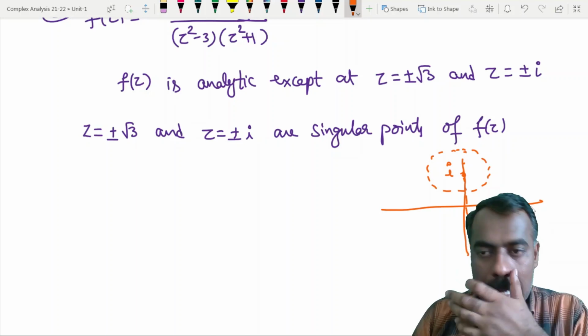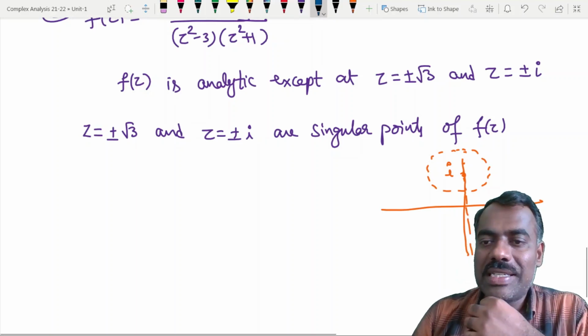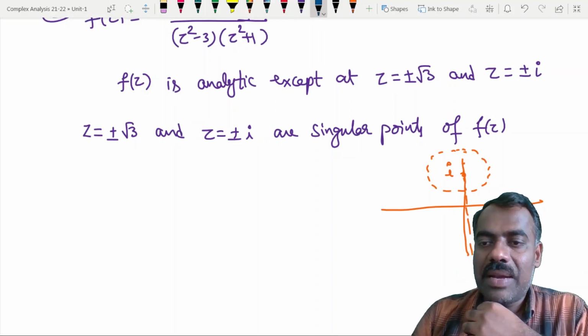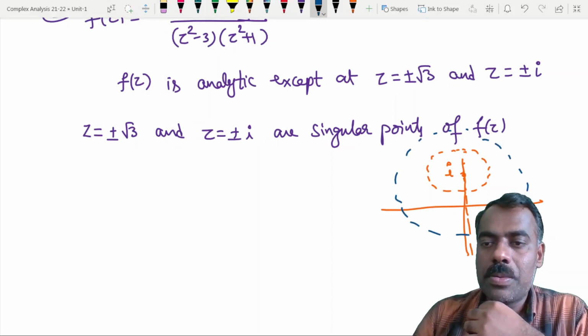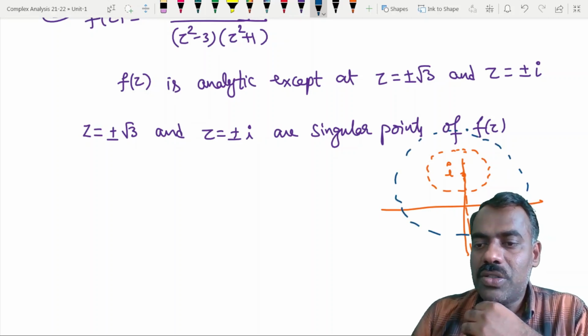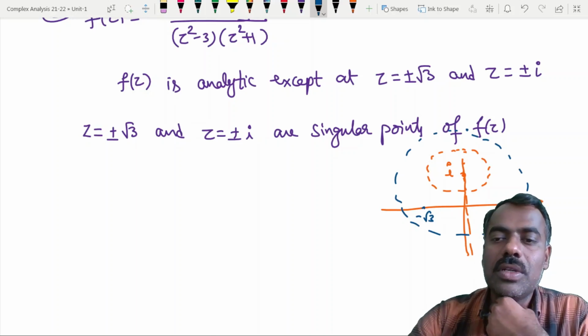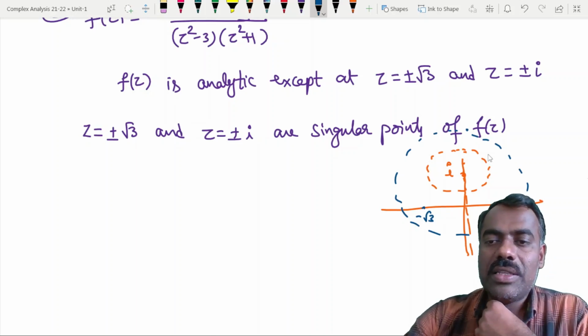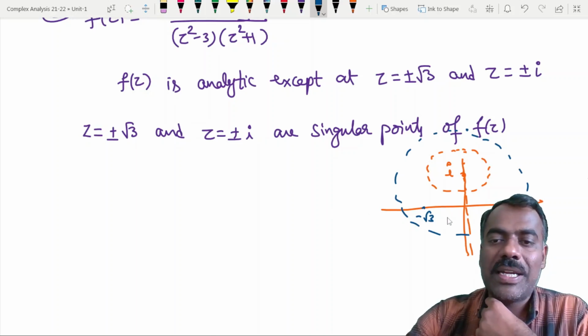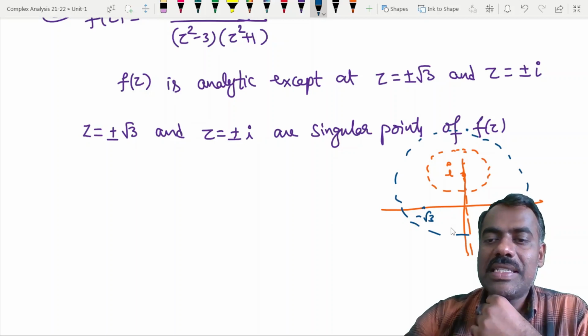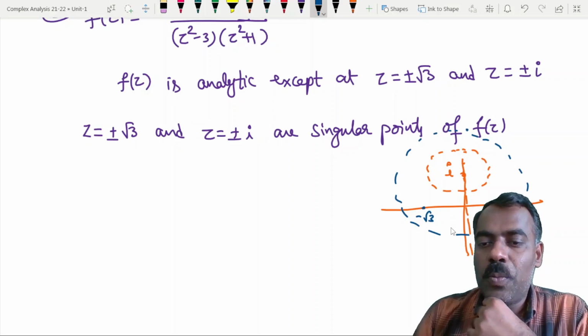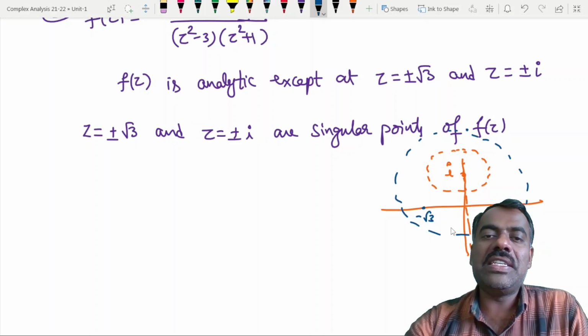See, one should understand: suppose I take a bigger neighborhood of i, where this root 3 and minus root 3 are there. Now, what can you say about this neighborhood? Whether for this neighborhood also it is still true or not? Because except these 2 points, everywhere else it is differentiable.